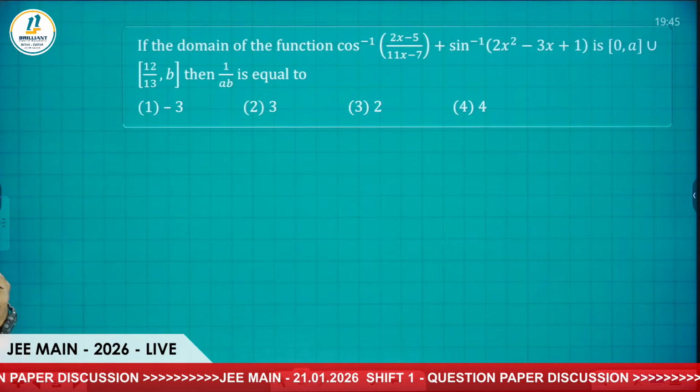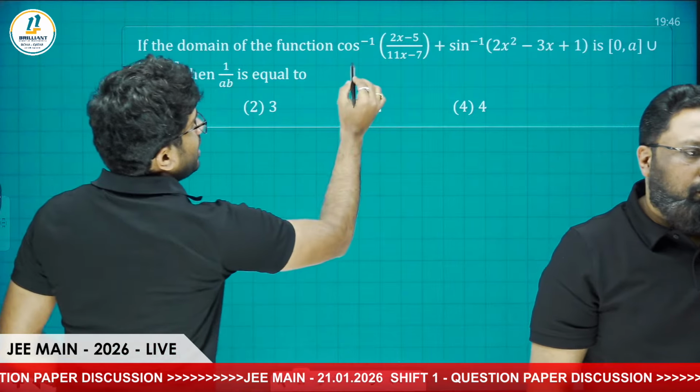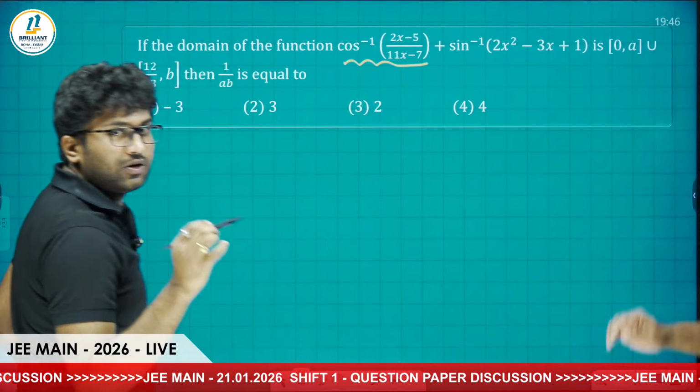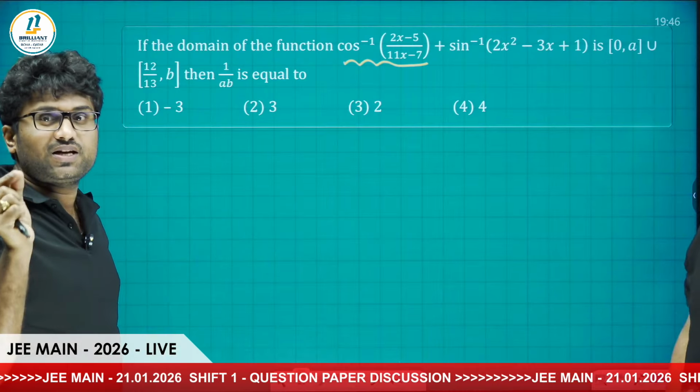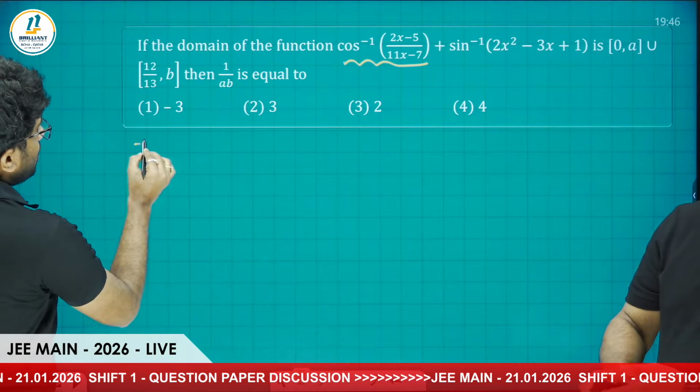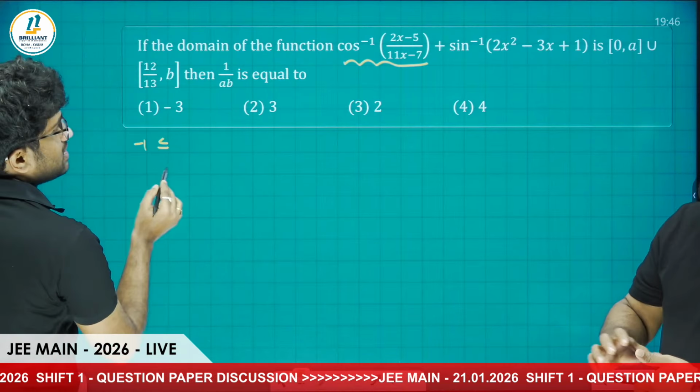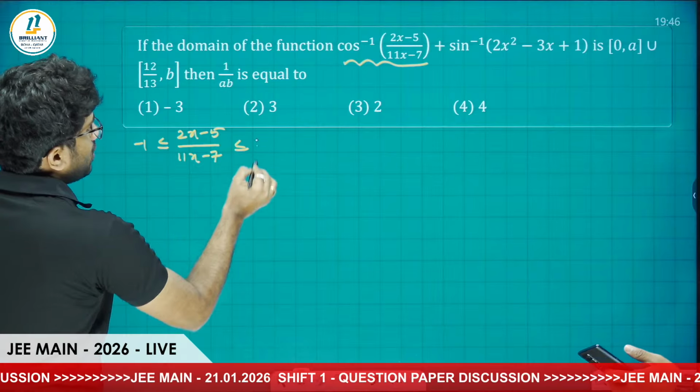If the domain of the function cos inverse of (2x minus 5 divided by 11x minus 7) plus sine inverse of something is given as closed 0 to a union closed 12 by 13 to b, then find the value of 1 by ab. That means we are supposed to find the values of a and b. First, it is very clear that cos inverse x will only be defined if x ranges from minus 1 to plus 1. So that means minus 1 is less than or equal to (2x minus 5) divided by (11x minus 7), which is less than or equal to 1.